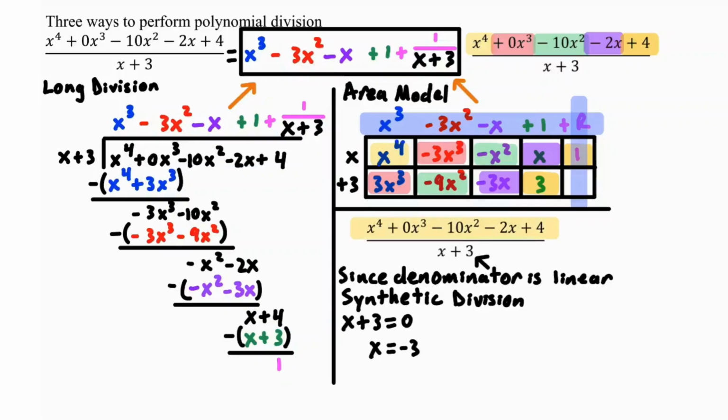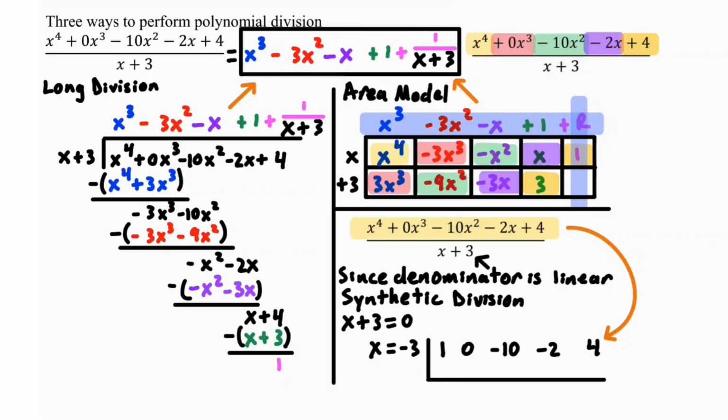Take a look at the numerator. We're going to write down all of their coefficients, which are 1, 0, negative 10, negative 2, and 4. Do make sure you include the 0 for the 0x cubed. We'll draw these 2 lines. Next, we're going to add vertically and multiply diagonally by negative 3.